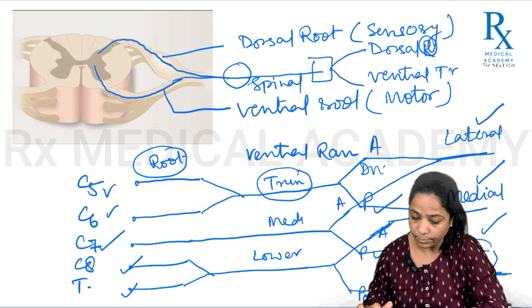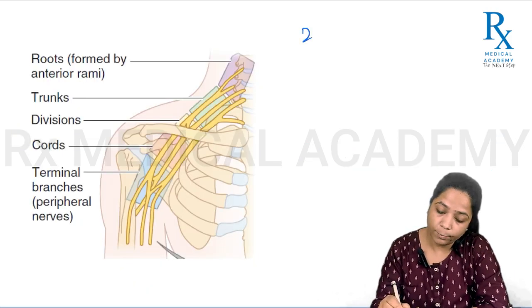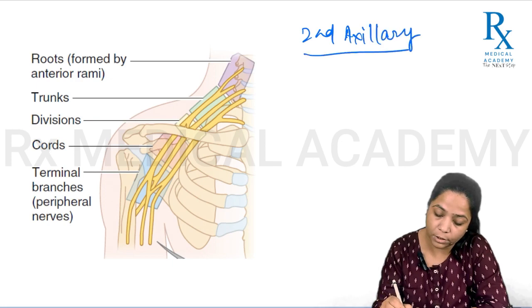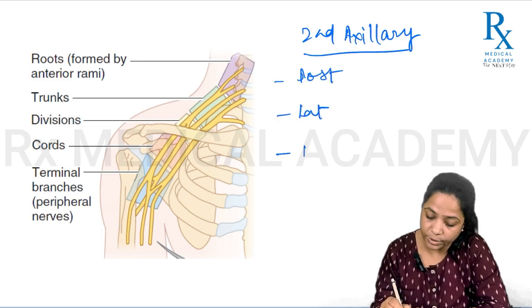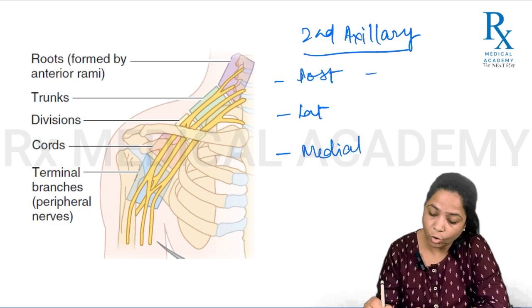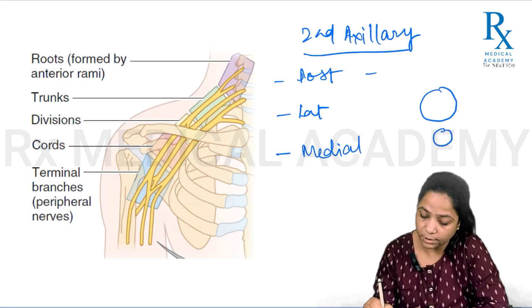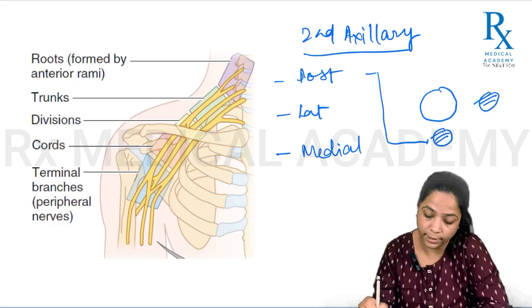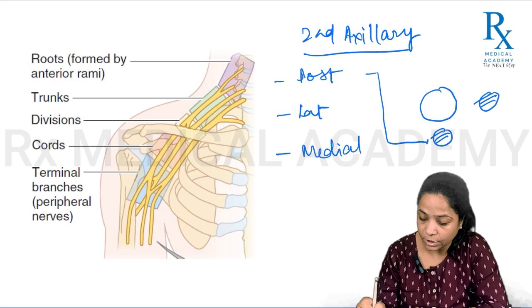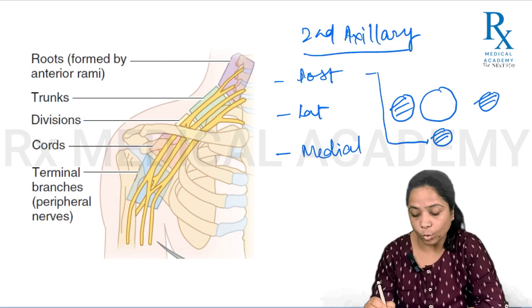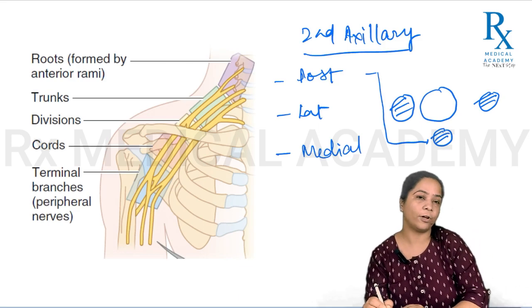These cords are named according to the second part of the axillary artery. The names of these cords, the posterior cord, the lateral cord and the medial cord, are in relation to the second part of the axillary artery. If the cord is lying posterior to the axillary artery, it is known as the posterior cord. If the cord is lying lateral to the second part of the axillary artery, it is known as the lateral cord. If the cord is lying medial to the second part of the axillary artery, it is known as the medial cord. So we finally have three cords.